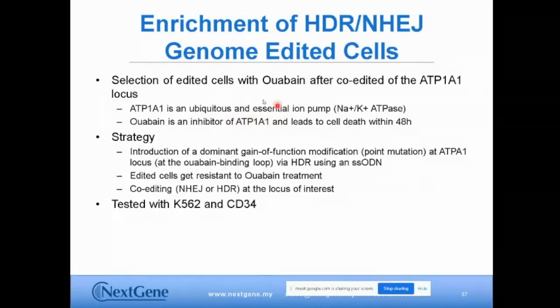If the cells are not edited, there will be cell death within 48 hours. Therefore, the strategy is to introduce a gain-of-function modification at ATP1A1 via HDR and ssODN, so edited cells will become resistant to ouabain treatment. When we're doing co-editing, the cells that are edited for ATP1A1 will most likely contain the modification that we want to change as well. This strategy has been tested using the K562 cell line and also CD34 cells.